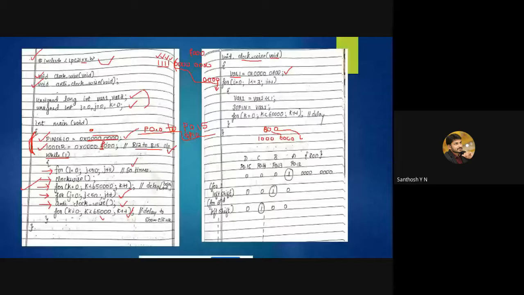Nothing but again 4 zeros. So 0th pin, first, second, third, fourth, fifth, sixth, seventh, 8th, 9th, 10th, 11th. So at the 11th position, I'm having 1.